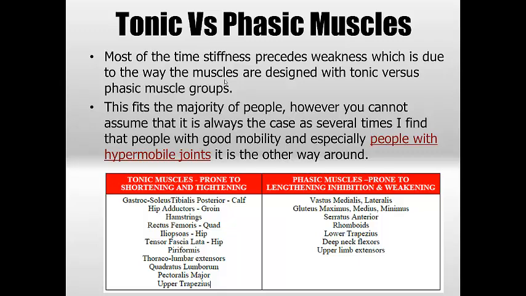All right, so stiffness precedes weakness because these muscles, the way they're designed, will start to overwork. The phasic muscles are prone to lengthening, becoming weakened and never really firing even when they're supposed to. An example would be in a bridge, where the glutes aren't firing and the hamstrings take over. The hamstrings are on the tonic side and the glutes are on the phasic side, so even though it's an exercise primarily for the glutes, the hamstrings still do the work.